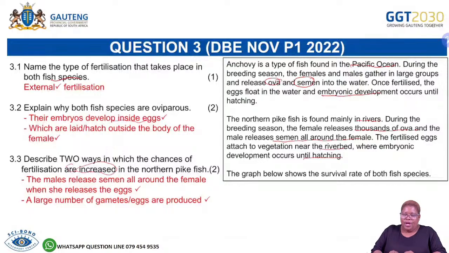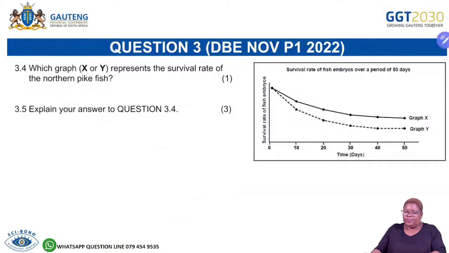Okay, so describe ways in which chances of fertilization are increased in the northern pike fish. The males release semen all around the female when she releases the eggs, right? So the female will release the eggs and then the male will release the semen around the female. Then a large number of gametes or eggs are going to be produced.